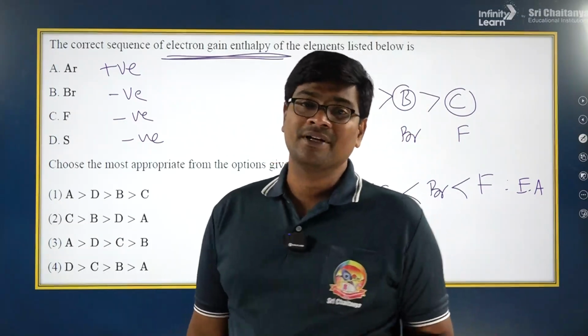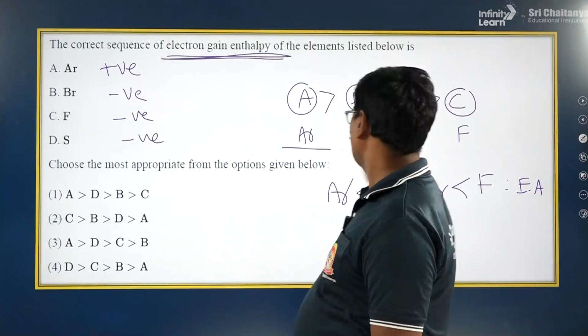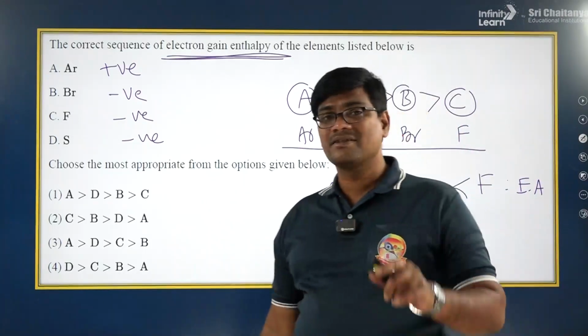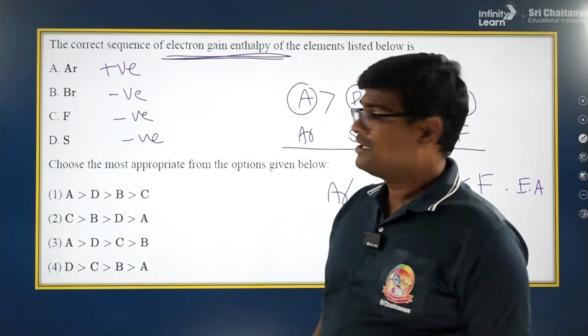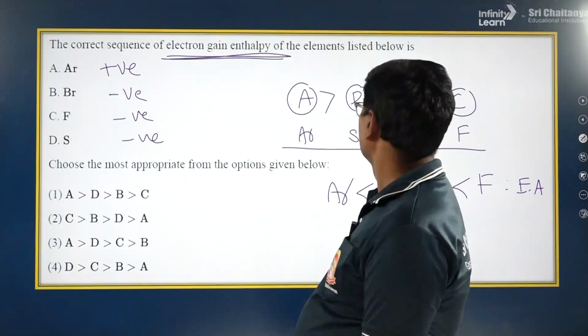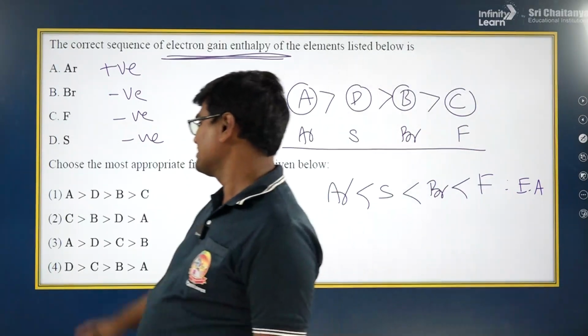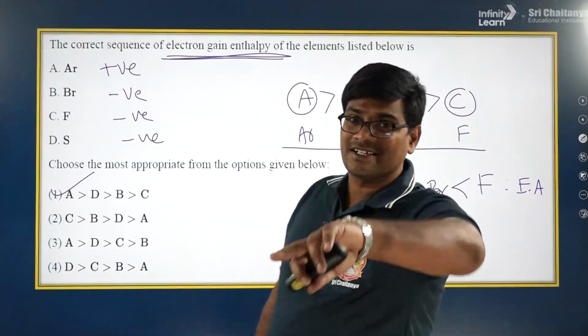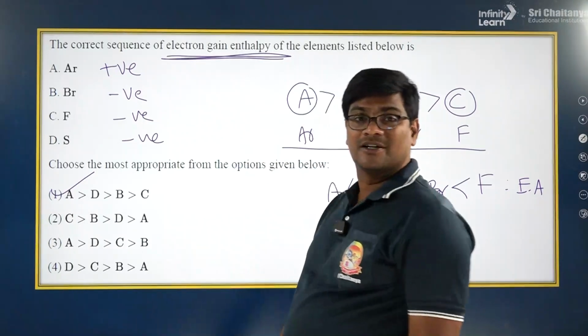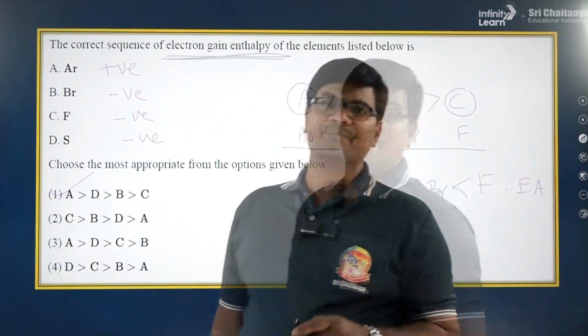You can easily compare. So here they are asking simply electron gain enthalpy. They don't mention whether it is a negative value or positive value. So argon A greater than sulfur D greater than bromine B greater than fluorine C. So what is the right answer? ADBC. If you see the second option, that is exactly opposite. That means we will get electron affinity.